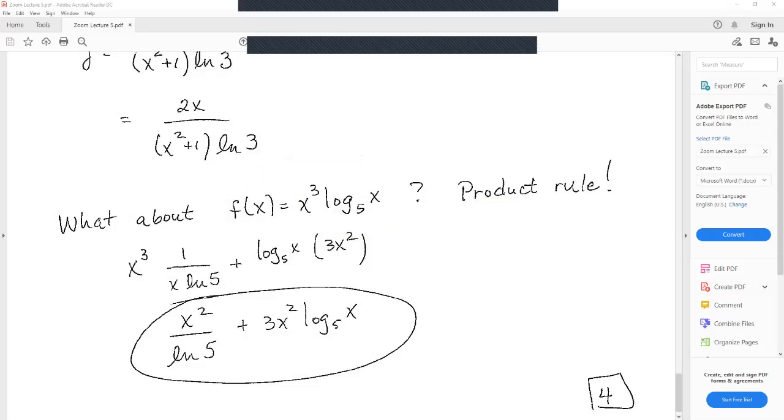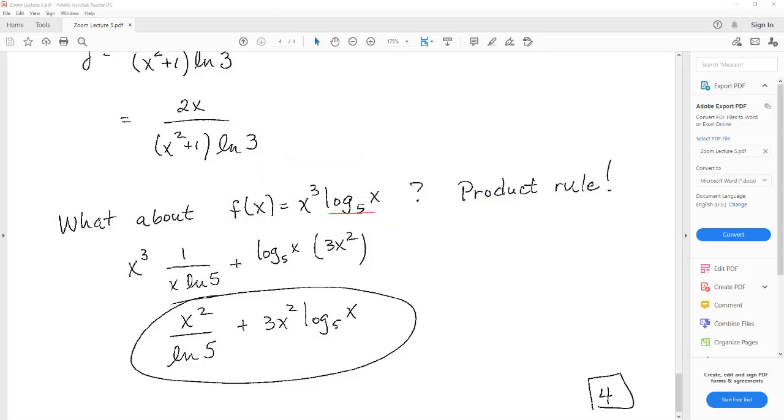That's just one of our old properties, right? That's the product rule. But now we have to apply the product rule within the context of our new knowledge, right? And that's how to find the derivative of logs. When I multiply x cubed times the derivative of log base 5 of x, this is what I get, right? Because the derivative of log base 5 of x is going to be 1 divided by x times natural log of 5. But product rule says I must then add to that the second function times the derivative of the first. Well, the derivative of x cubed is 3x squared. And the rest of it is just simplifying.